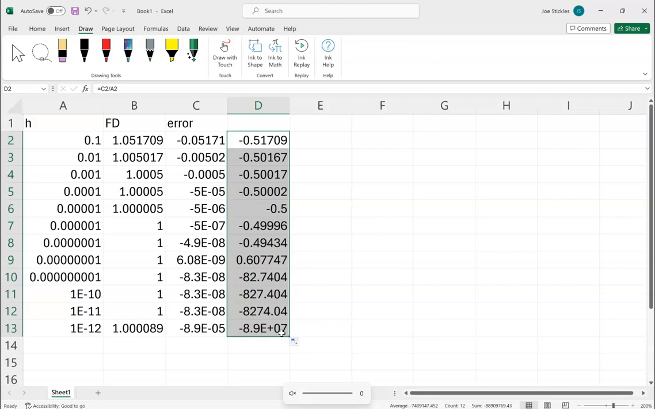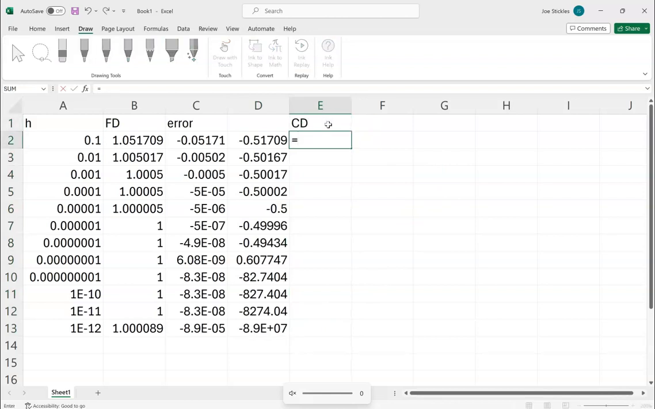So let's do the same thing for our central difference. Remember, for your central difference formula, you're going to do f of x plus h minus f of x minus h. So what should go in the numerator here?